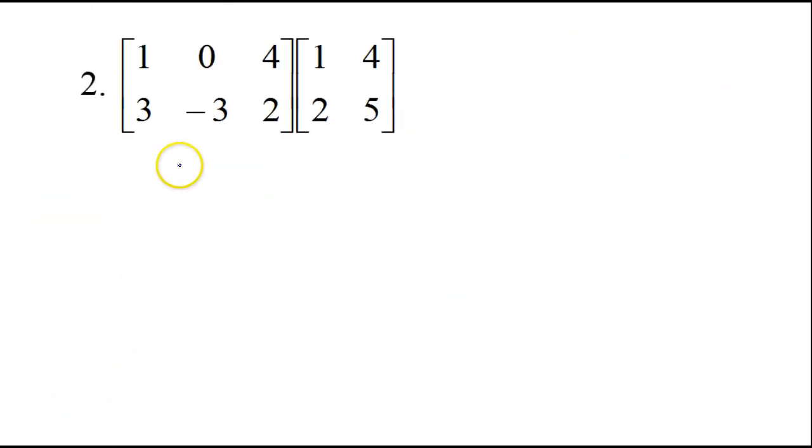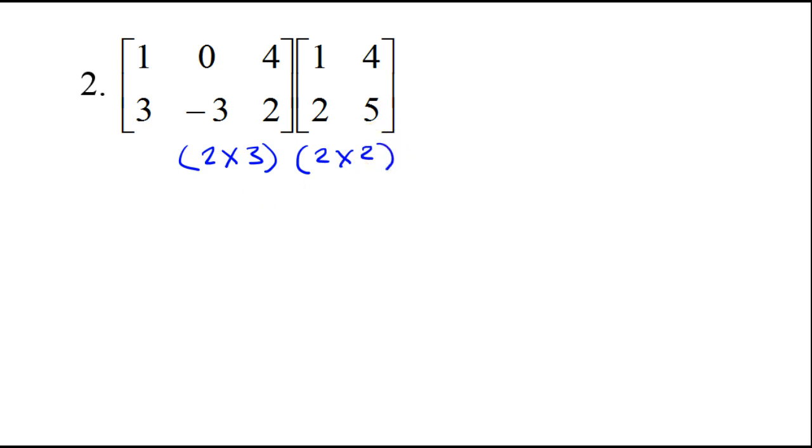All right, let's take a look at problem number 2. If I want to find the product of these two matrices, first I need to make sure that it is possible. So the dimensions of the first matrix are 2 by 3. This matrix has 2 rows and 3 columns. The dimensions of the second matrix are 2 by 2.